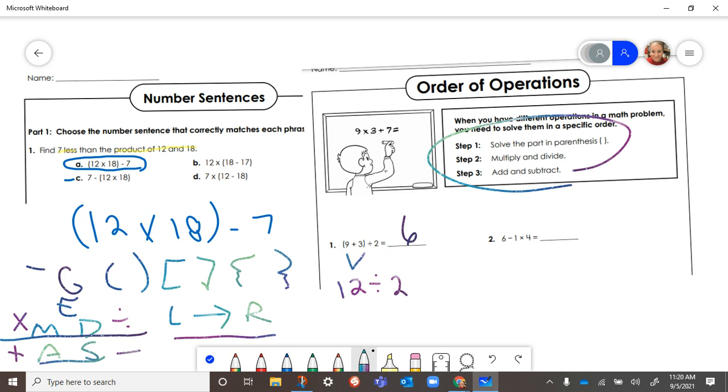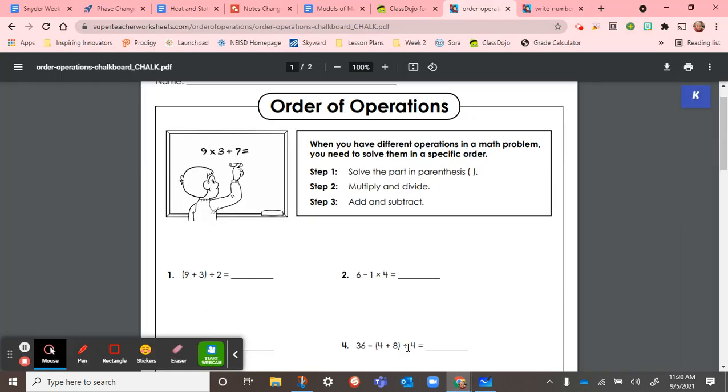So you don't always multiply first, it's whatever's on that left-hand side, and you move to the right. Same thing with the adding and subtracting. You don't always add first. Sometimes you might subtract if it comes first on the left-hand side. All right, so let me see what else is on the bottom of these.